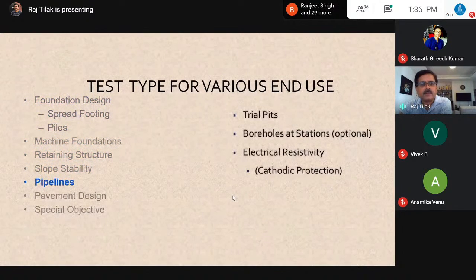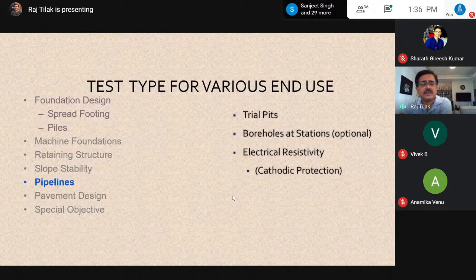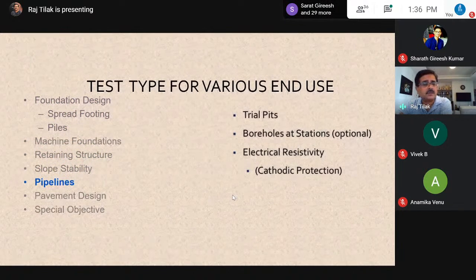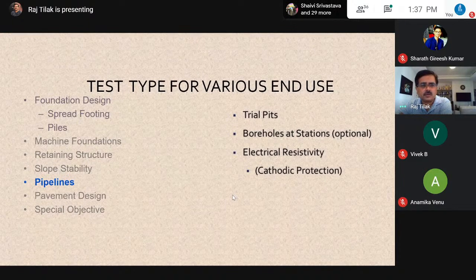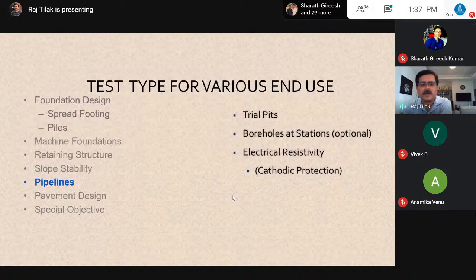Similarly, for pipelines, you need to do some trial pits. Pipelines do have some stations, they call them block wall stations, etc. So sometimes they do have some structures. Pipelines could be running kilometers and kilometers. You cannot have so much GI. So you try to minimize and optimize. So you do boreholes only at the stations and probably a few along the route of the pipeline. And you need some electrical resistivity for the cathodic protection design.